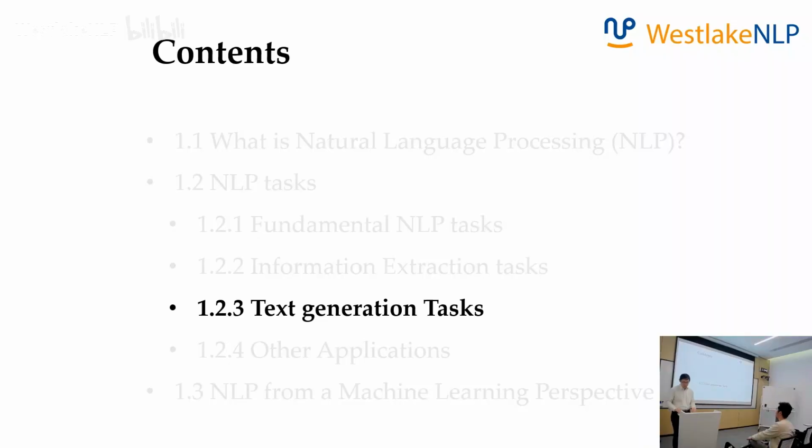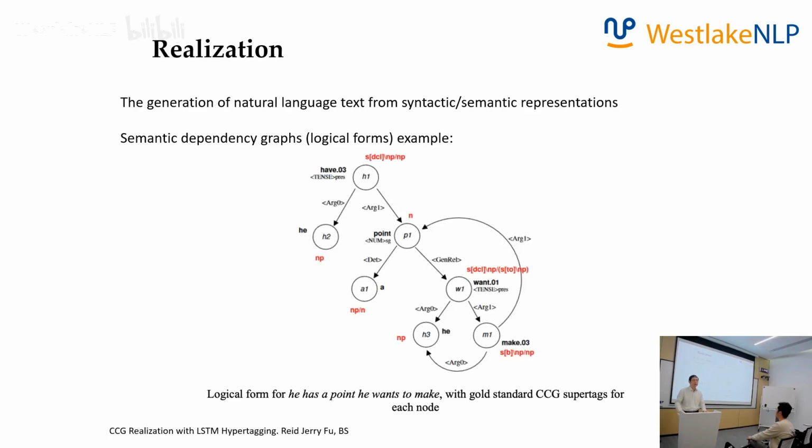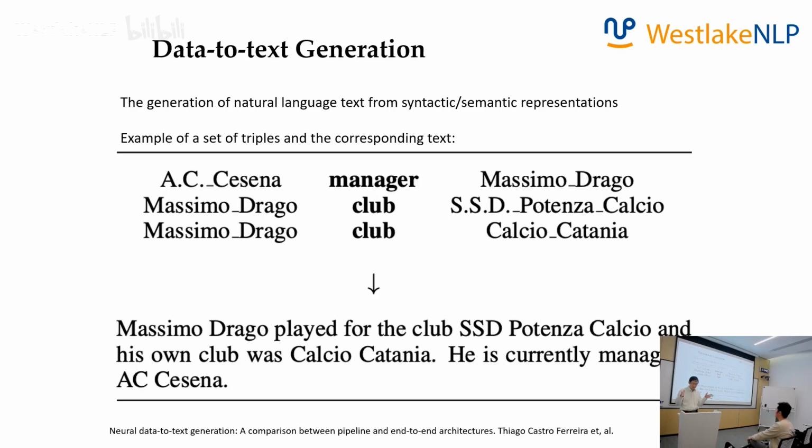Next are text generation tasks. This is, again, a very broad area. So, for example, you have realization, which is to generate a sentence that represents a given meaning. This is called realization. It's from computational linguistics study. There is also data-to-text generation. For example, if I give you a table, such as the stock price behavior or the result of a match, you generate a sentence to describe it. So, data-to-text generation.